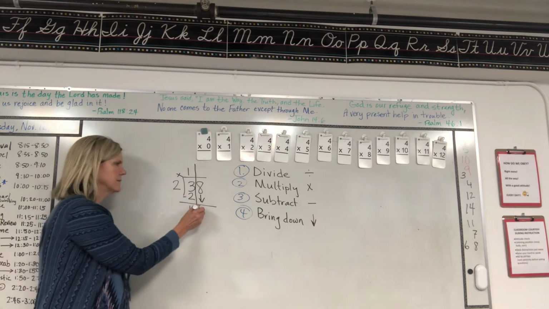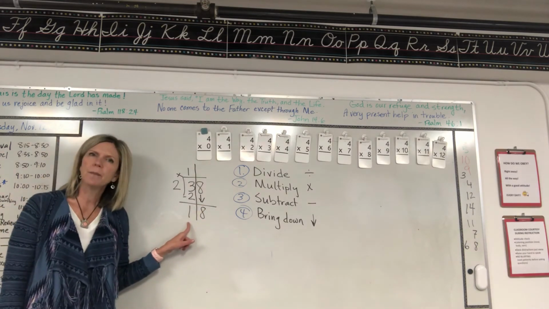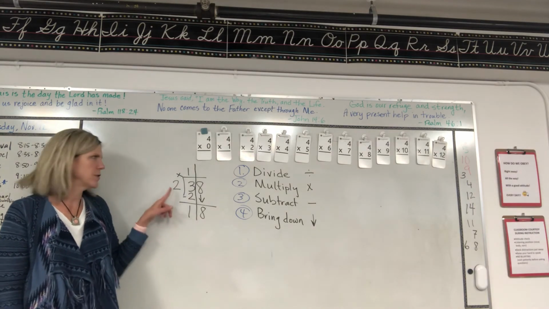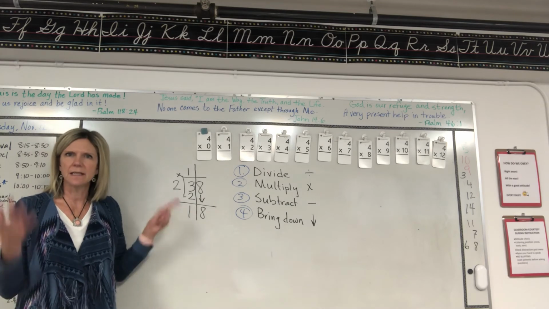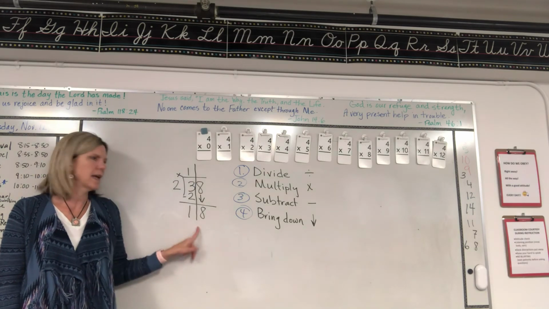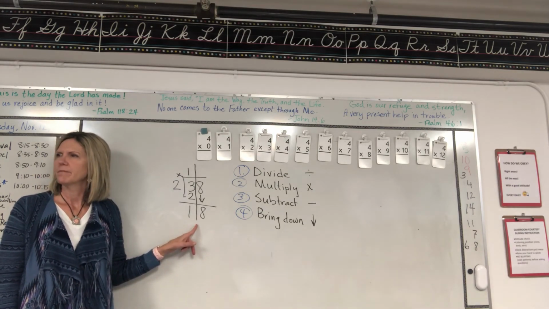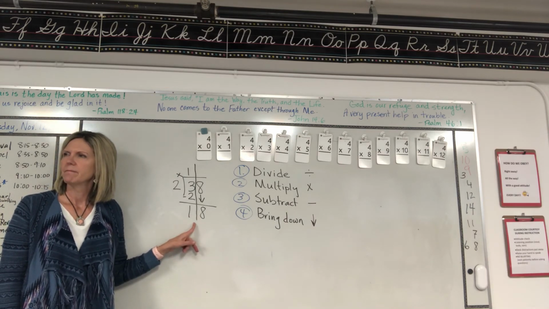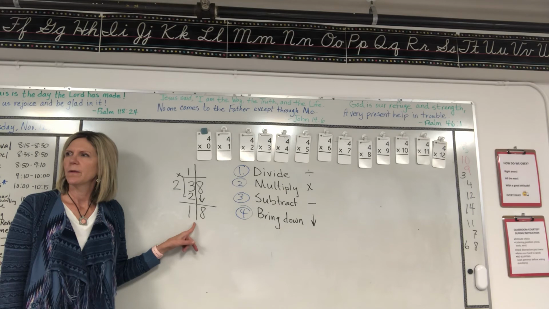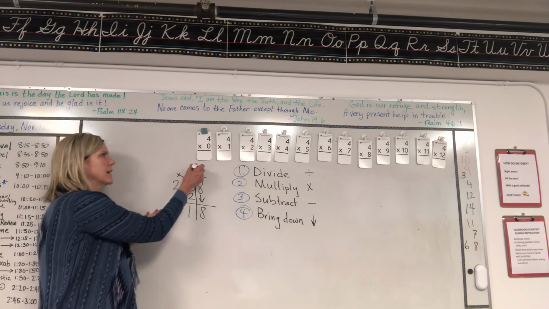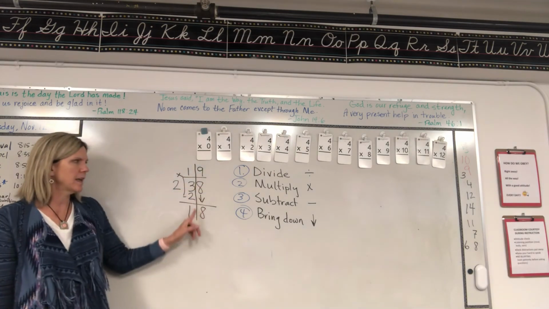Okay, we're going to bring our 1s down. Now our new number is 18. 18 is our new number. Can 18 be divided by 2? Yes, we can divide 18 cubes into 2 groups. How many times, Gwen, can 2 go into 18 without going over? How many times can 2 go into 18? If you divided 18 into 2 groups, 9. Let's try it. Let's put our 9 there. We're going to put it over the 8 because that's the one we brought down.